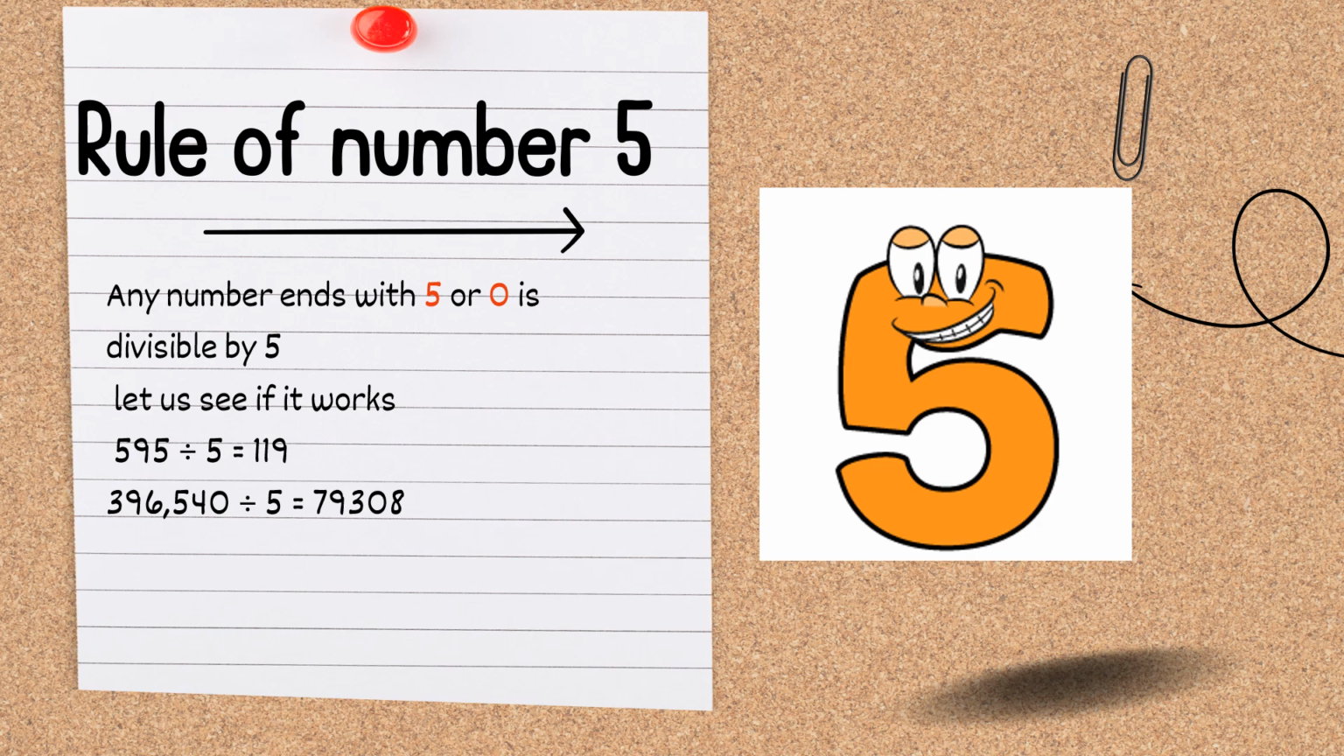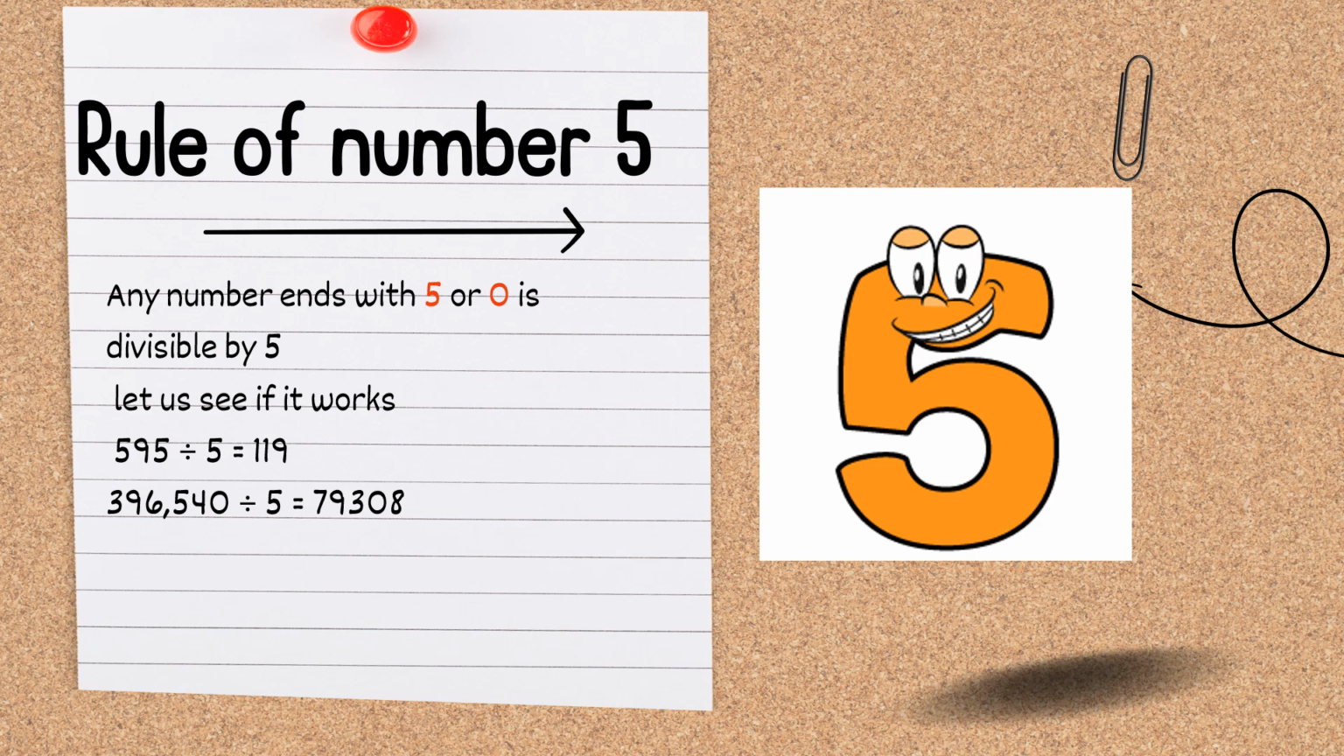Okay, let's try another, bigger number that ends with 0 to make sure the rule works. 396,540 divided by 5. What is the result? Excellent, champions. It is 79,308. Oh, there is no leftover. So yes, the rule works with 0 also.